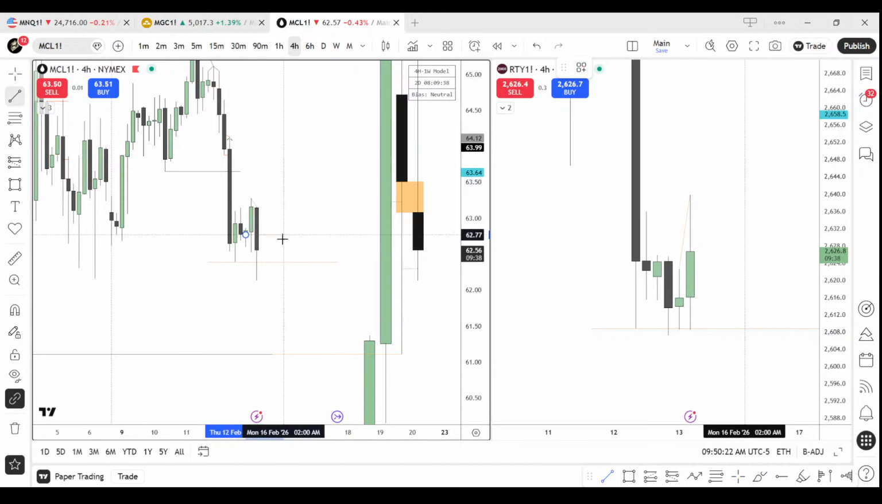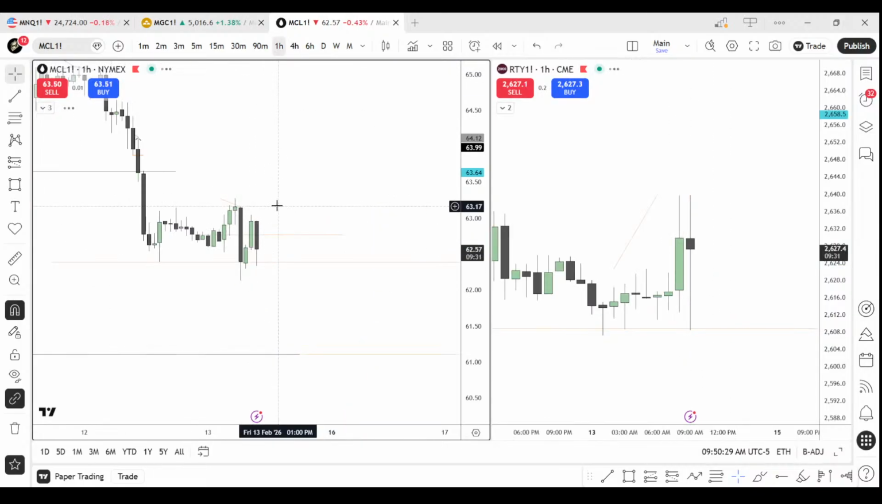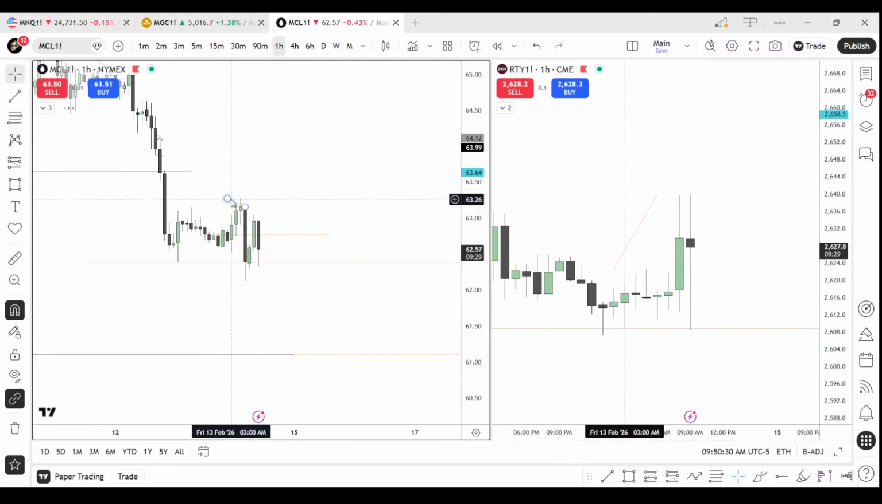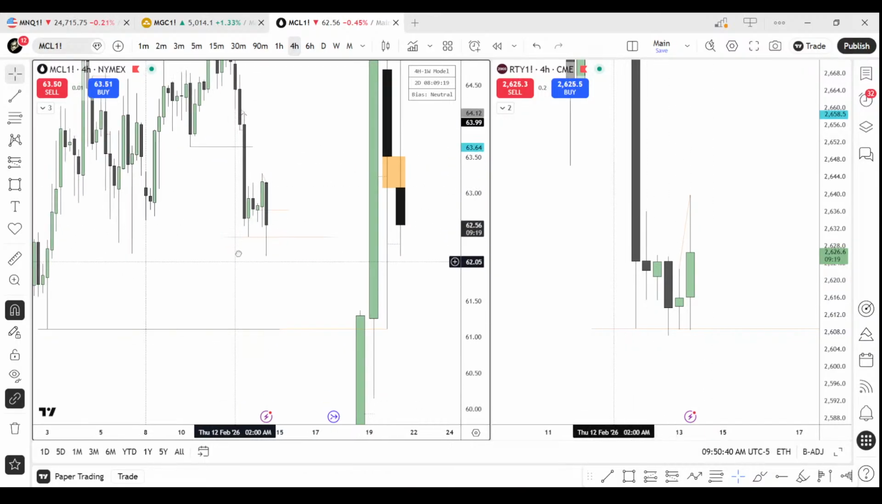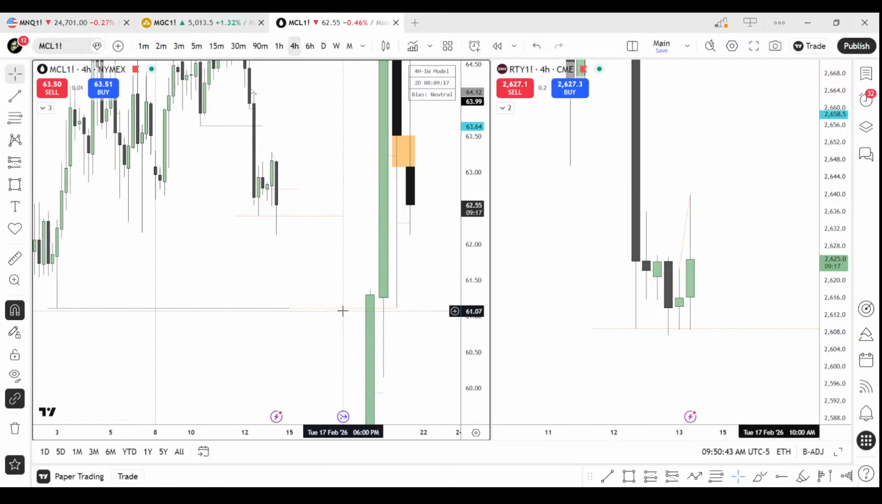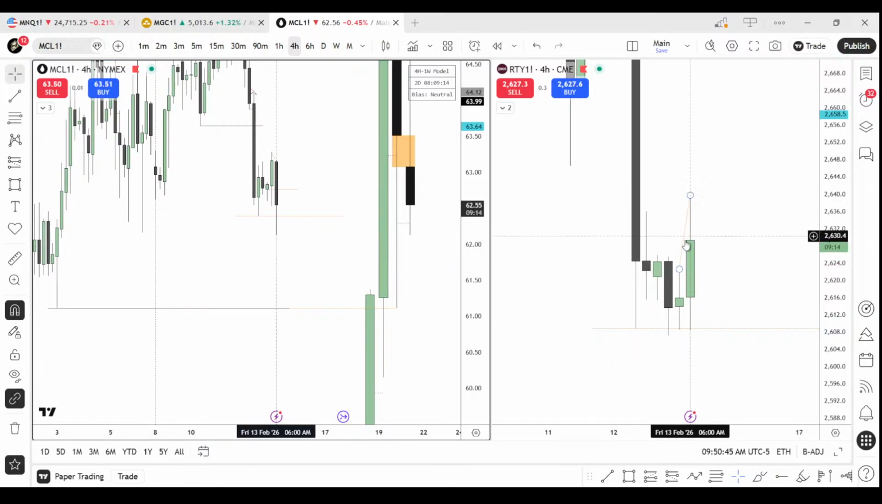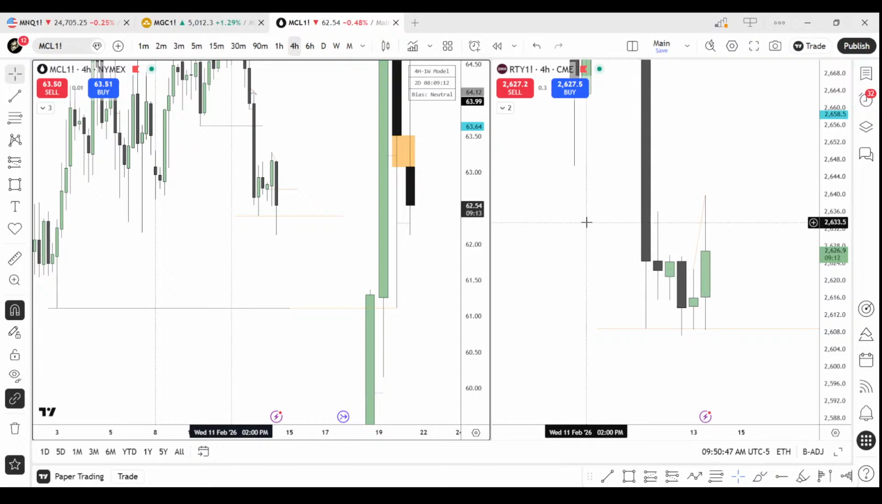So we are looking for this change in state of delivery to set ourselves with a bias for today. Let's look for this closure down here. And once we get that closure, we are already delivering from this key level. You can look for more shorts. That's what I'm looking for with these two stage with RTY.